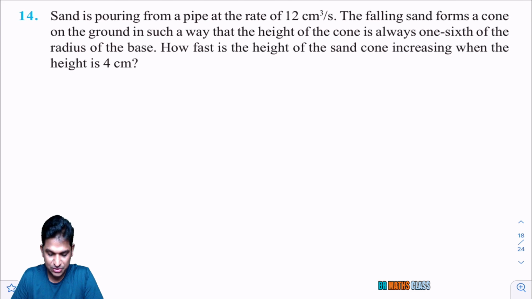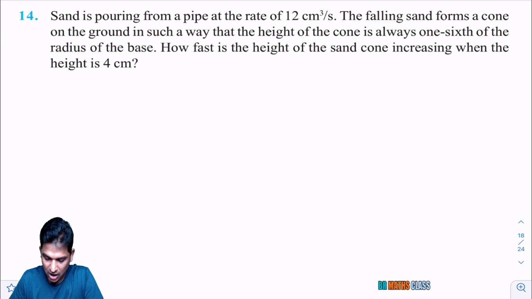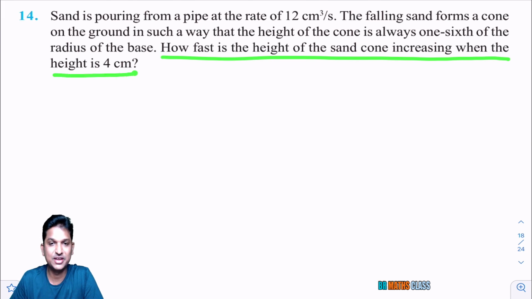Okay, you observe this question. Sand is pouring from a pipe at the rate of 12 centimeter cube per second. The falling sand forms a cone on the ground in such a way that the height of the cone is always 1/6 of the radius of the base. How fast is the height of the sand cone increasing when the height is 4 centimeters?